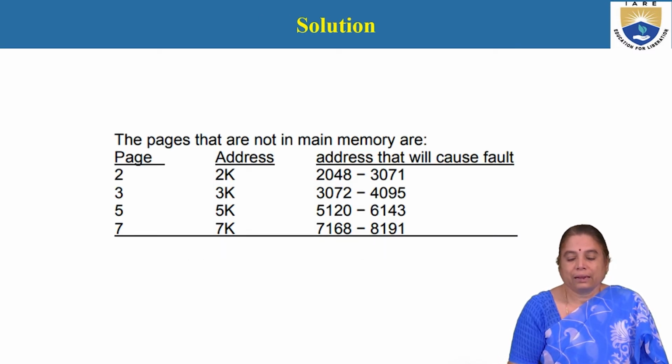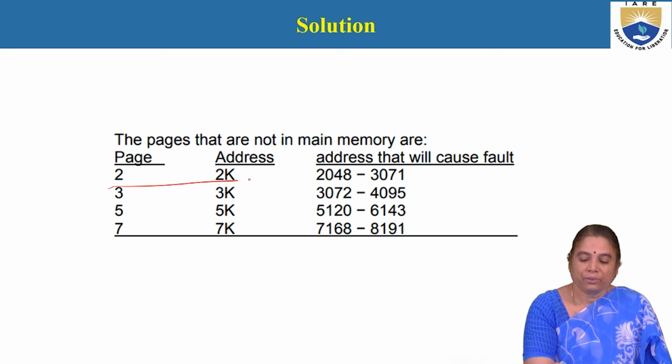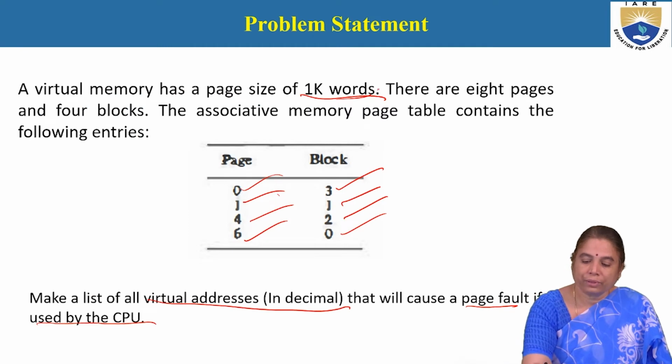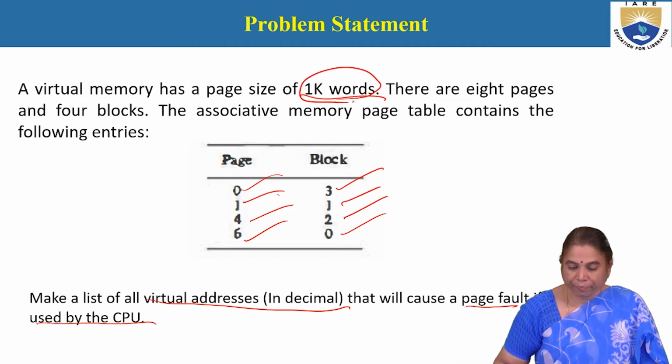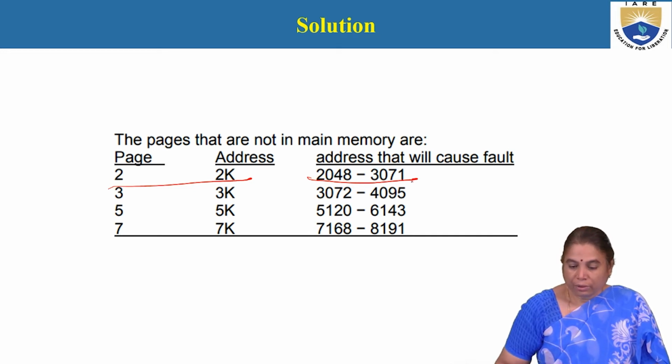So, the pages that are not in the memory can be page 2, which is at the 2K address. Why? Because the memory is of the size 1K words. So at page 2, only the 2K address will cause a fault, starting with 2042, 2048, 3074.